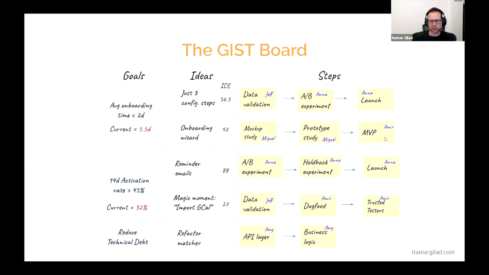There's no point in trying to map out all the steps. These are the immediate few steps with the owners, the people most responsible to drive them. And usually we have a cross-functional team behind each step. Notice that we can put in engineering and design goals as well. For example, reducing technical debt, refactoring the matcher, whatever it is, we need to make sure that this board is not just about business ideas.